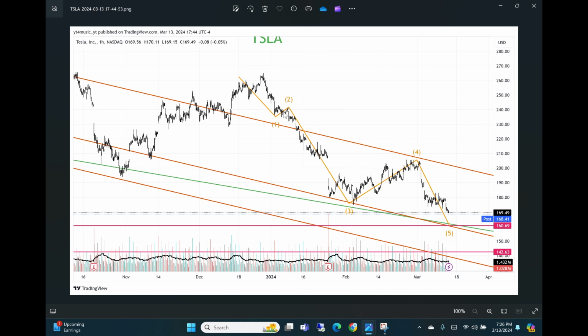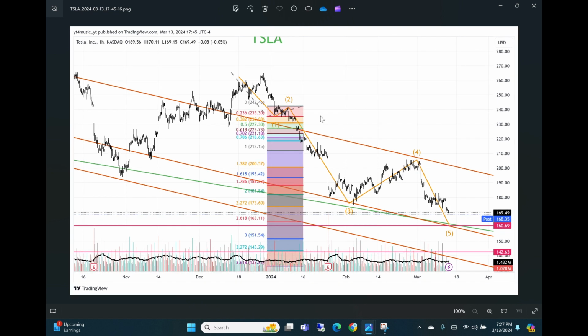This is the way I was showing 1, 2, 3, 4. Still, this one is the end of the correction if that happens, and based on that, 161 is one target, second target is 142. I do not go on 142. Even if it goes to 142, then yes, we are looking at 115, and who knows, a little bit lower than that.